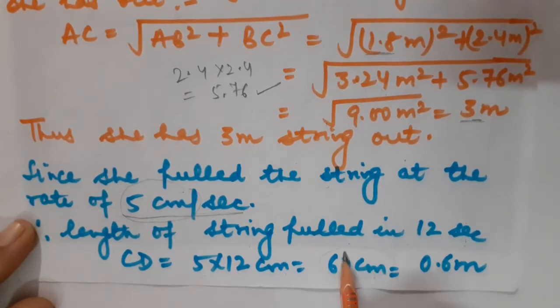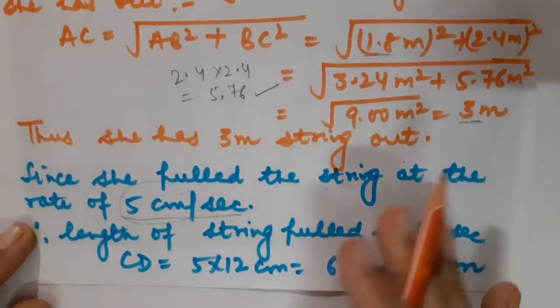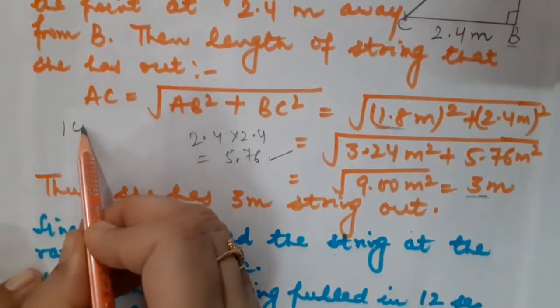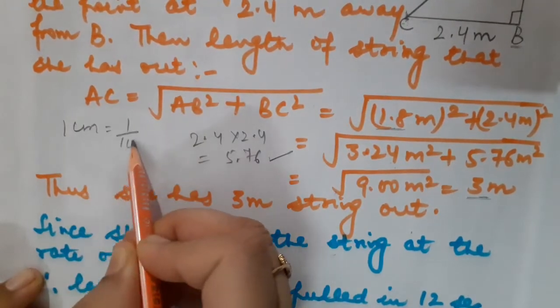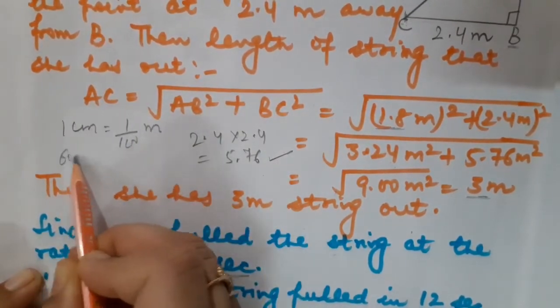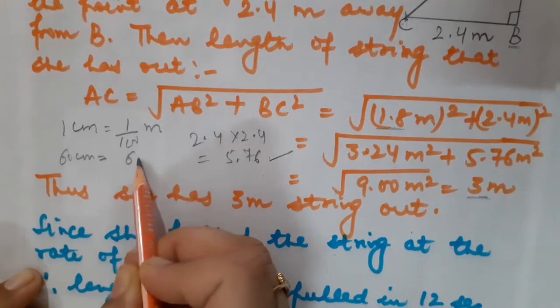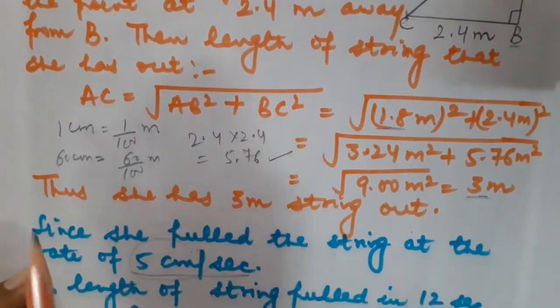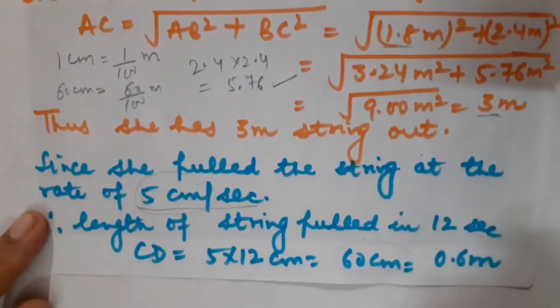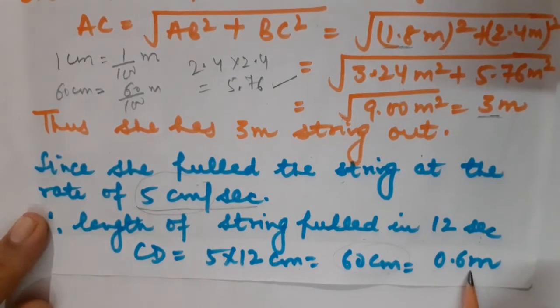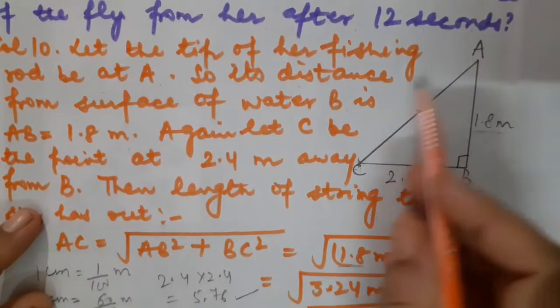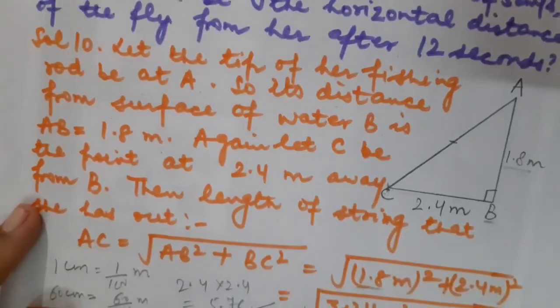I am going to convert it into meter. You know 1 centimeter is equal to 1 upon 100 meters. So for 60 centimeter, it will be 60 upon 100 meter, that is 0.6 meters. Got it? Why did I calculate in meter? Because every dimension is given in meter except this.